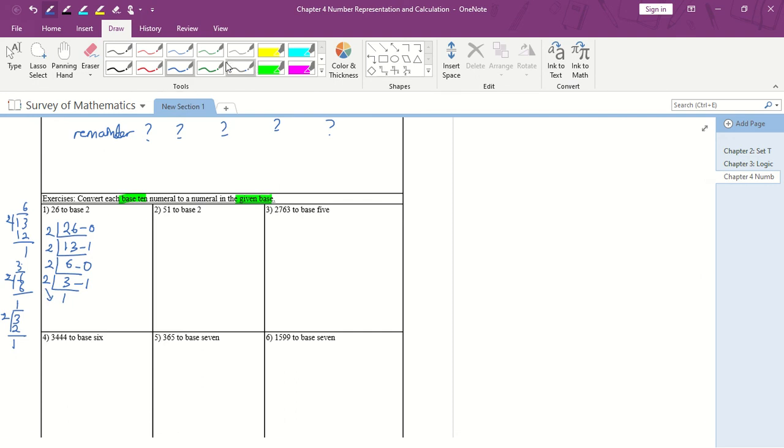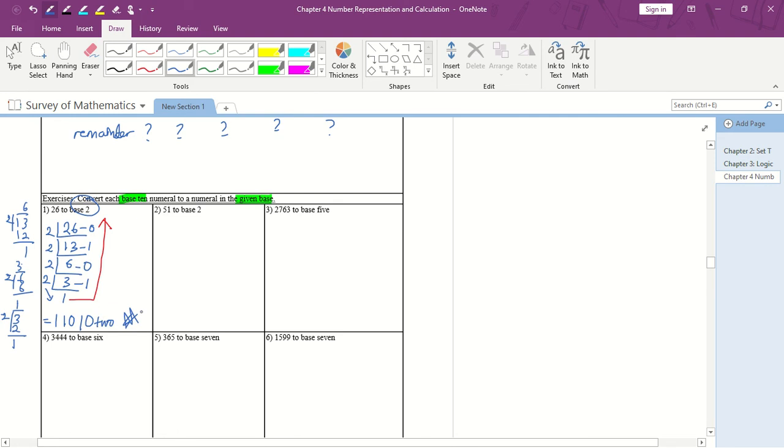And when you stop, write it in this way: 1, 1, 0, 1, 0. So that will be the answer: 1, 1, 0, 1, 0. And because we are converting to base 2, that's why we divided by 2. And so that's why this is base 2. And we are done.